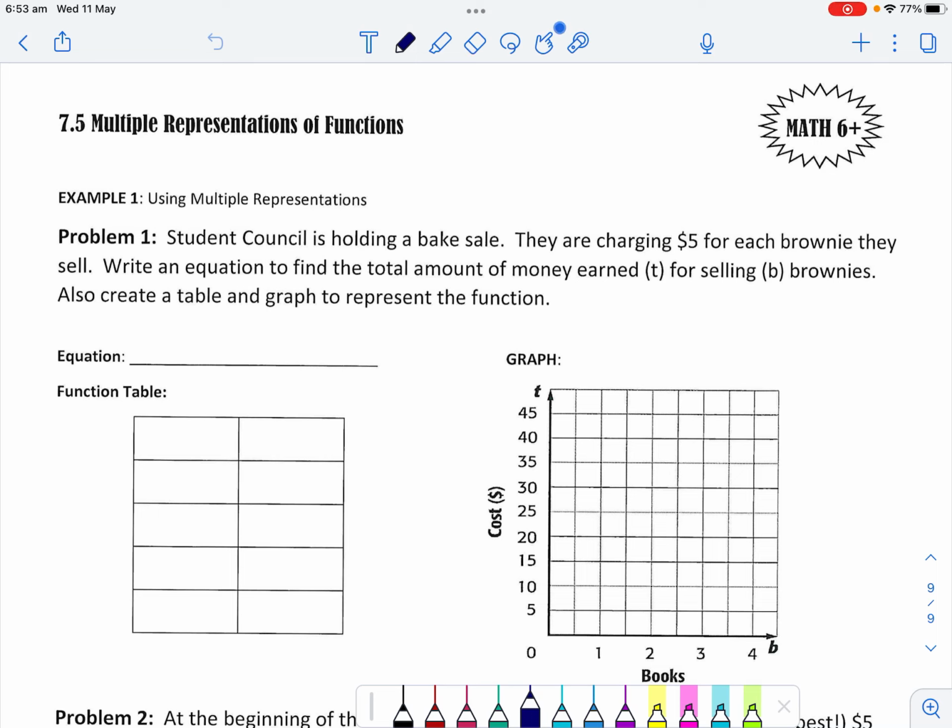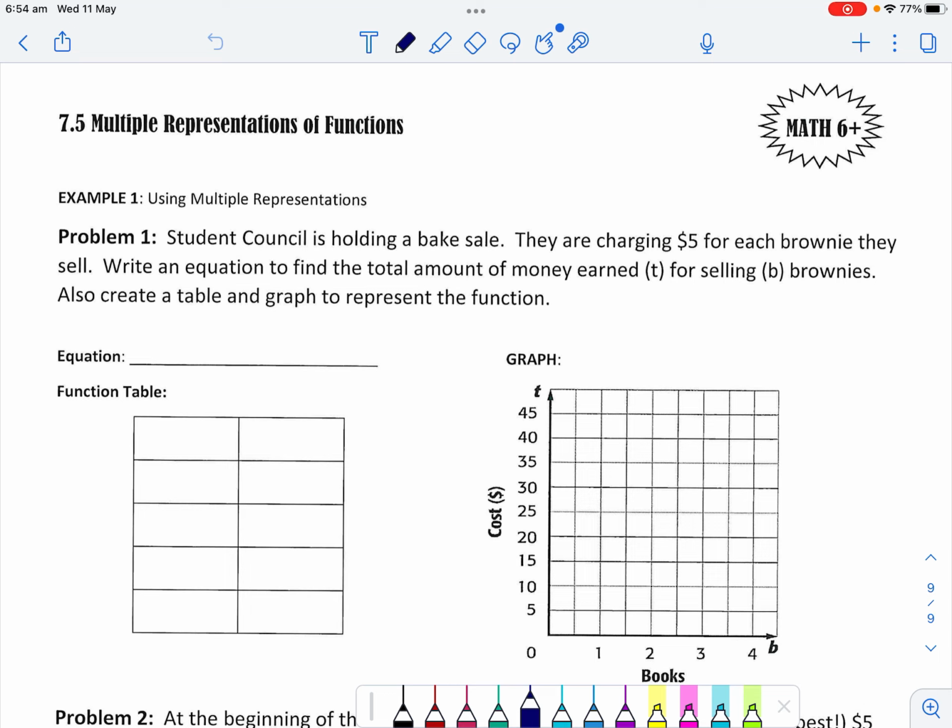Hi everyone. Today we are going to be continuing our work with multiple representations of functions. So in the last section, you were still given the rule to be able to create the table and the graph, or you were given the information on the graph to create the table and then the rule. Today, you're just going to be given some information.